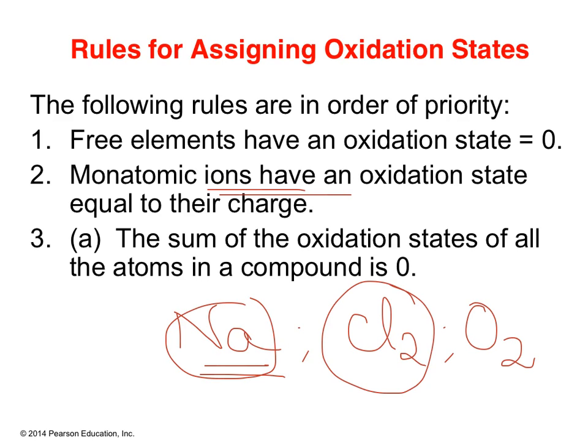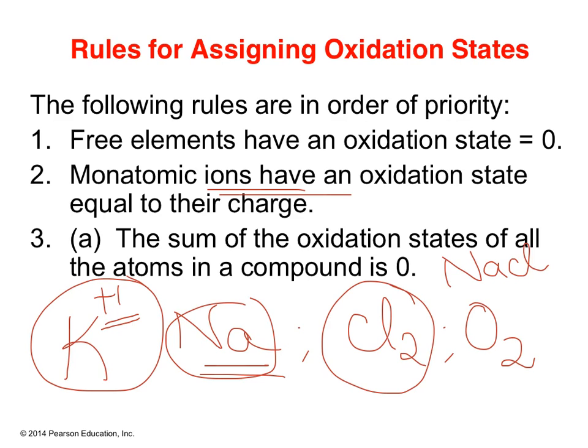Monoatomic ions have an oxidation state equal to their charge. So if you see an ion, say potassium +1, the oxidation state in this case is the same as the charge. The sum of oxidation states of all the atoms in a compound is 0. So if you see a compound, sodium chloride, the oxidation state of sodium is +1, the oxidation state of chlorine is -1, and the sum of this is 0. So the sum of the oxidation states of all the atoms in a compound is 0.